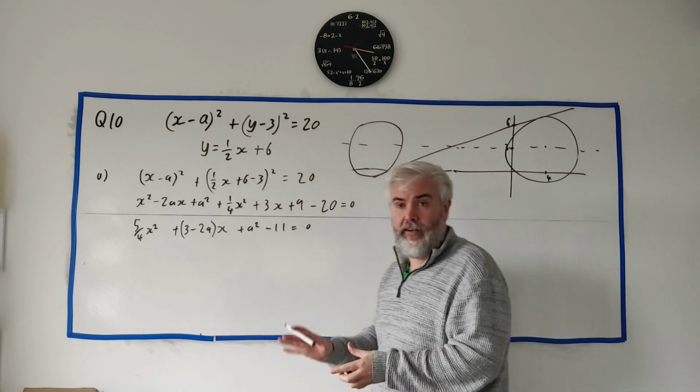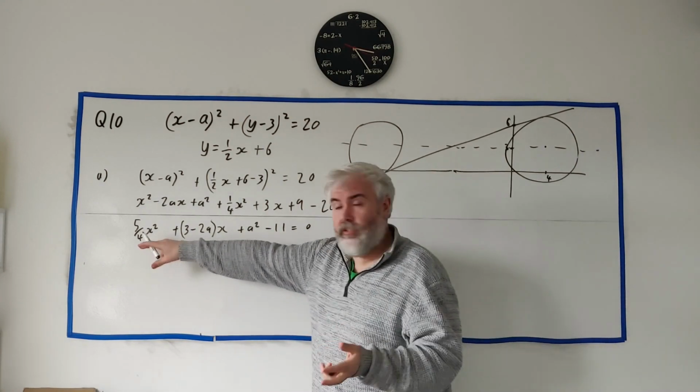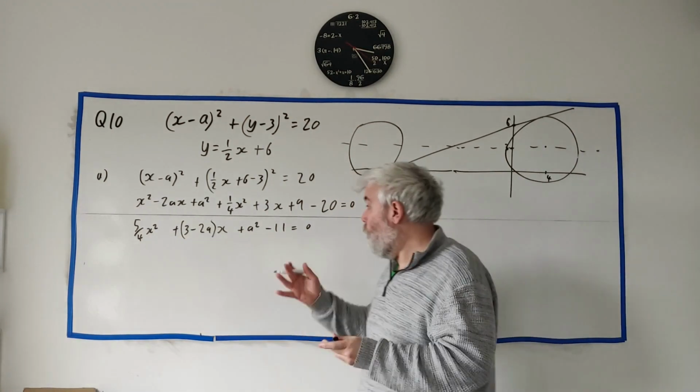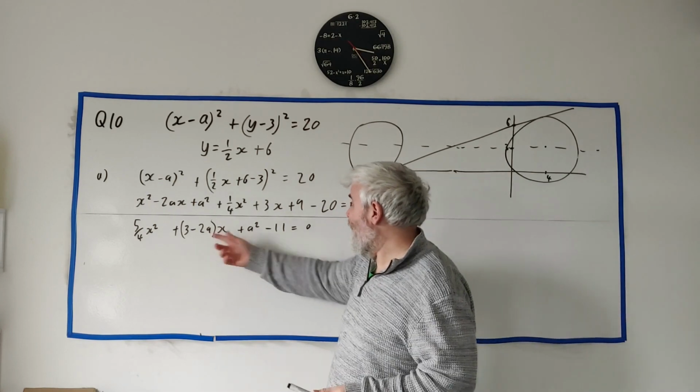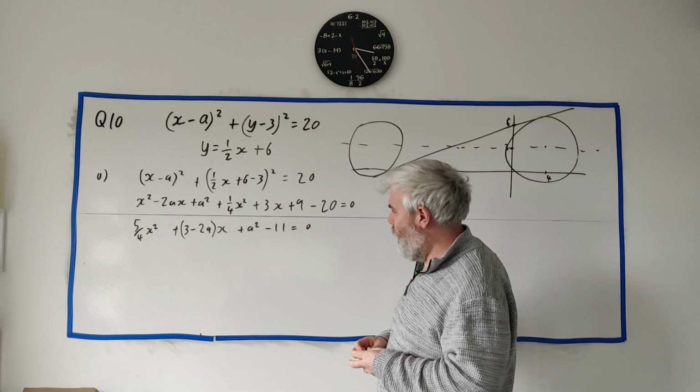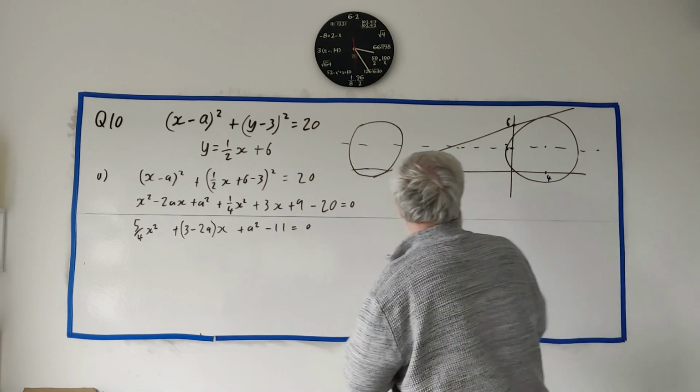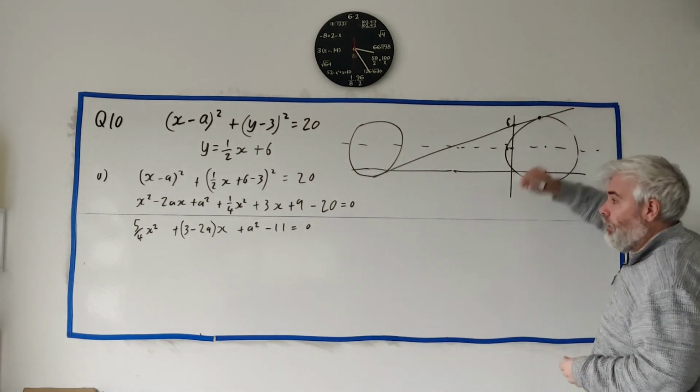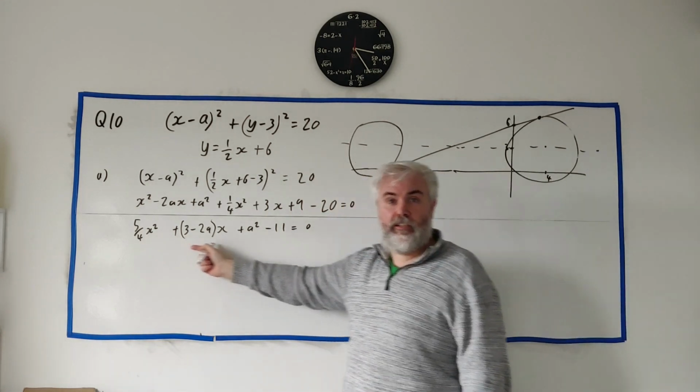Okay, you put this together and usually you solve for x. There's a quadratic here, you solve for x. We can't. There's an a inside there. We don't know what a is. So how do we do this question? We use the fact that it's a tangent. There's not two answers to this quadratic.